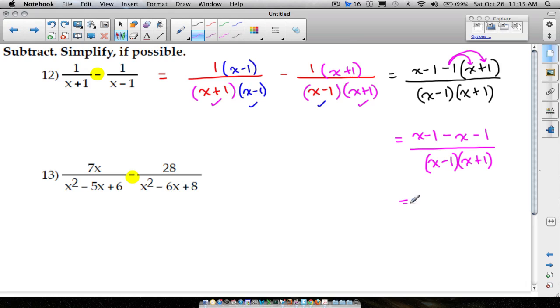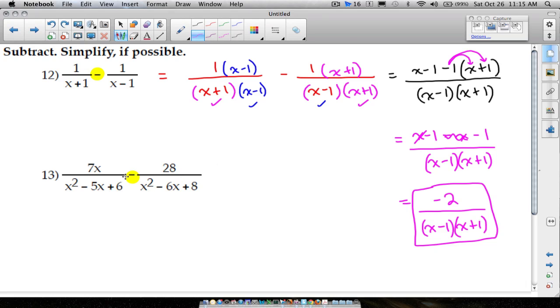And now simplifying the top. x minus x, those x's cancel out up top, but these 1's do not. Negative 1 minus 1 is negative 2 over x minus 1, x plus 1. And that is our final simplified answer.